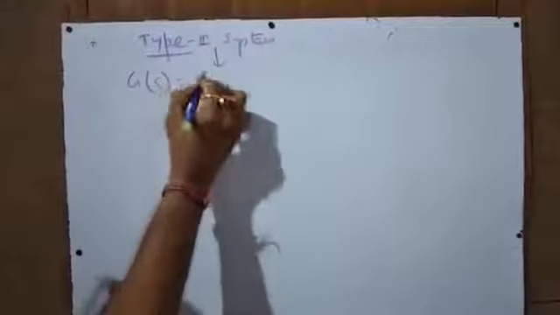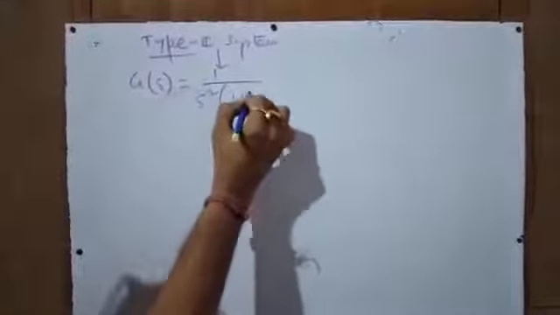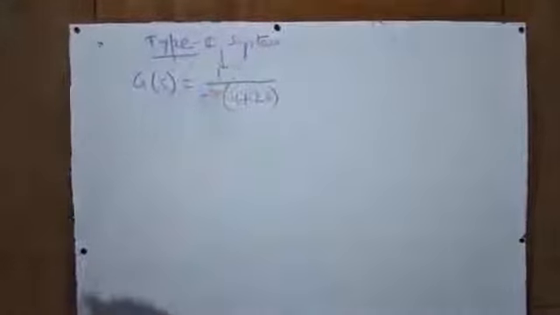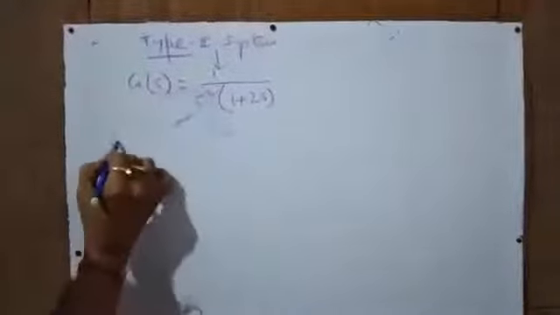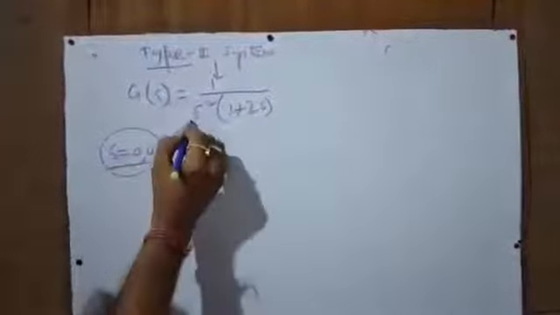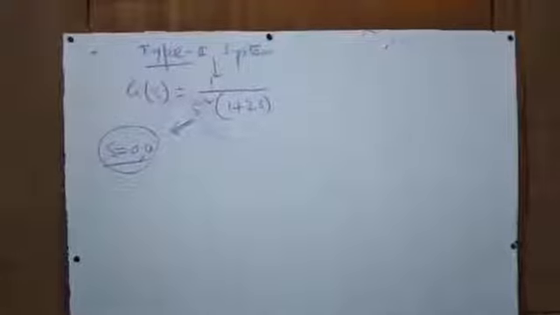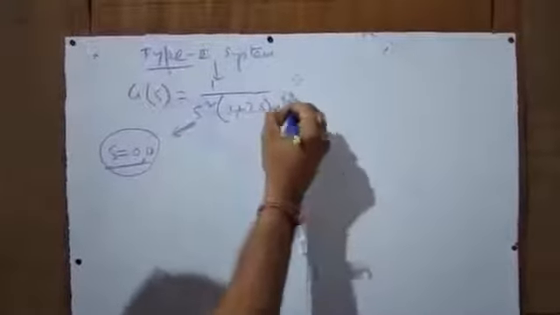About the polar plot for type 2 system. Let us consider the type 2 system like 1 by s square into (1 plus 2s). As you see, there are two poles at s equal to 0, that means this is a type 2 system. Now, in order to get the polar plot, we will follow the same procedure as in the previous classes.